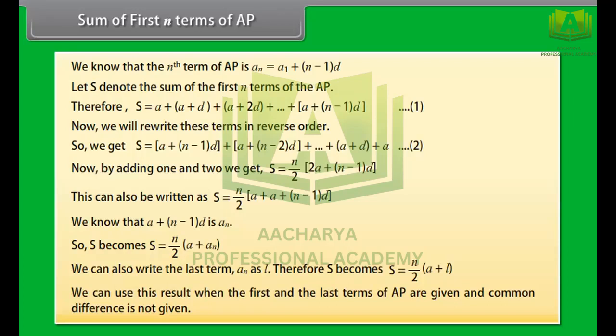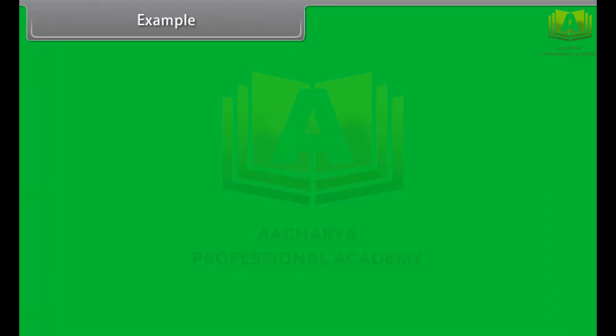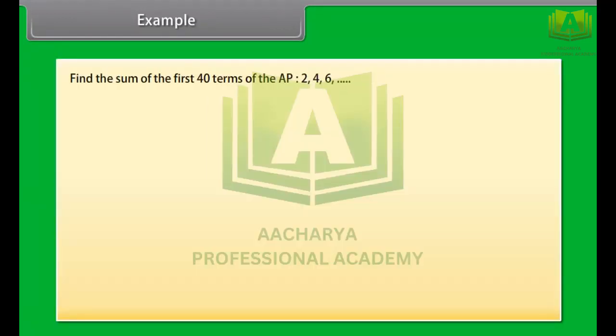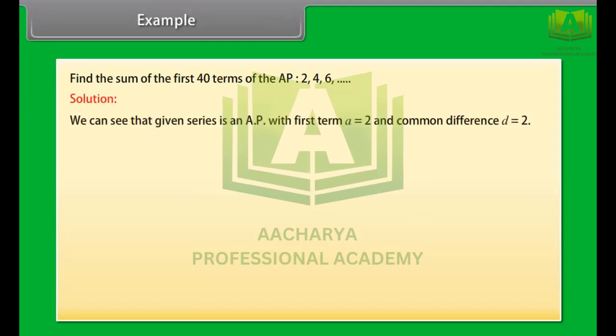We can use this result when the first and the last terms of AP are given and common difference is not given. Example. Find the sum of the first 40 terms of the AP 2, 4, 6, and so on. We can see that the given series is an AP with first term a equal to 2 and common difference d as 2. We have to find the sum of first 40 terms. So, n is equal to 40.